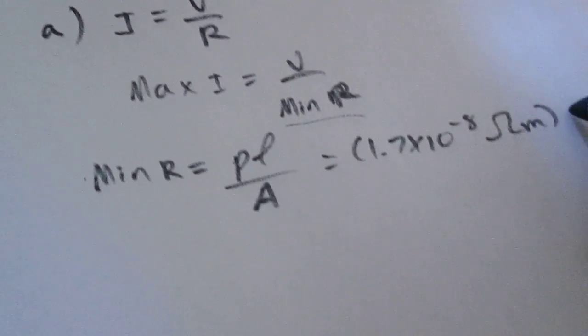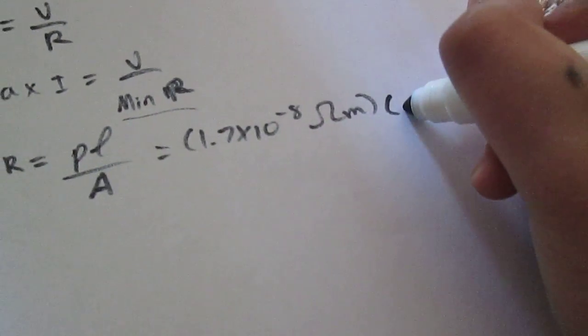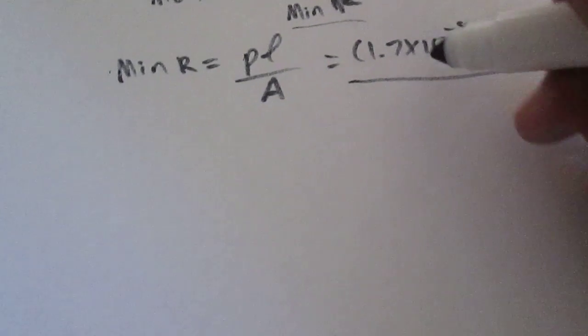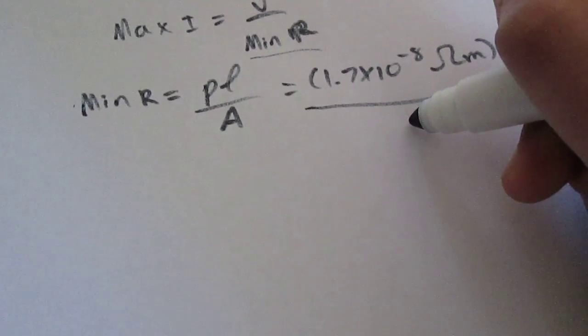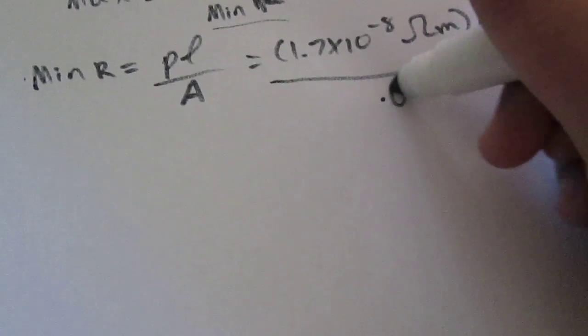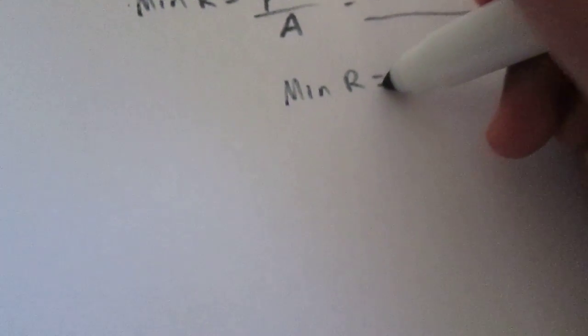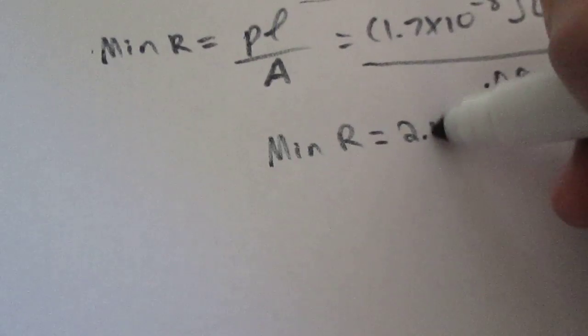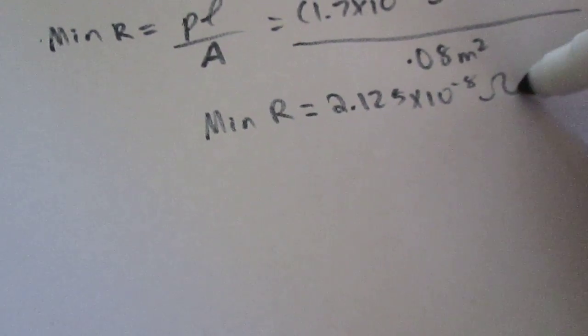So we just plug those values in. Lowest length, 0.1 meters, and then highest area is 0.2 times 0.4 meters, so that is 0.08 meters squared. So the minimum resistance, when we enter this into our calculator, is 2.125 times 10 to the negative 8 ohms.